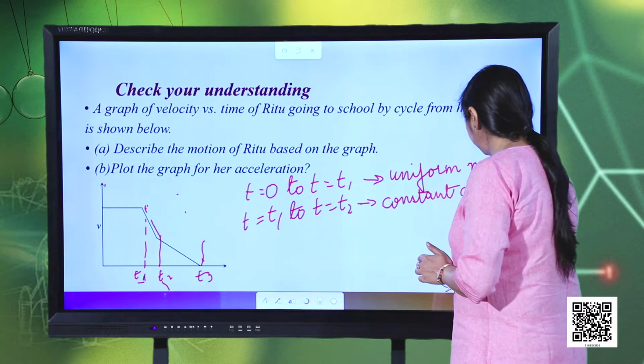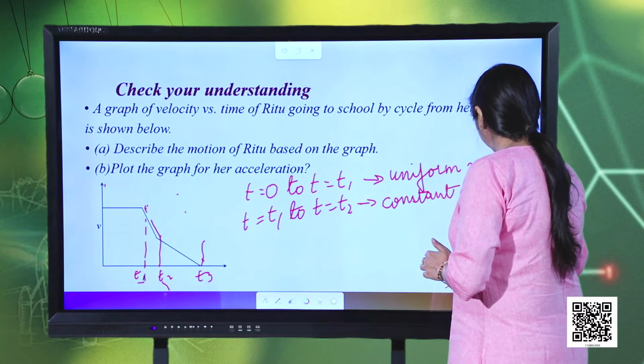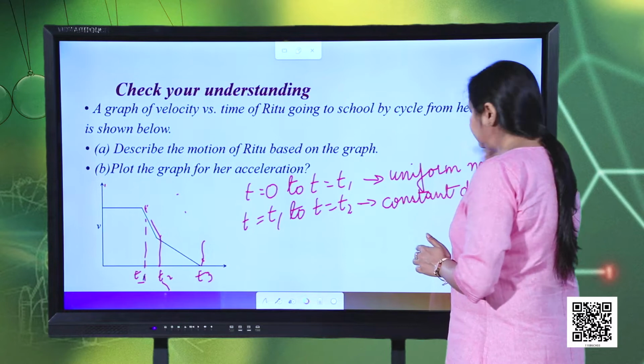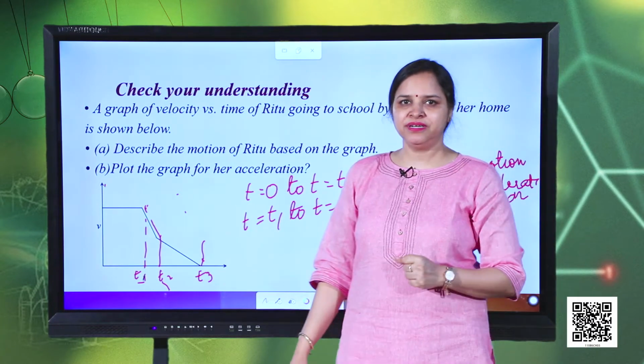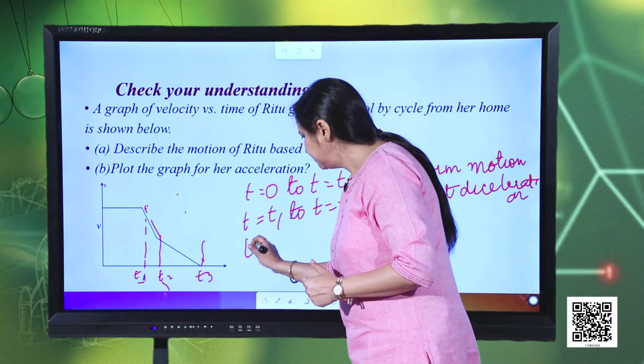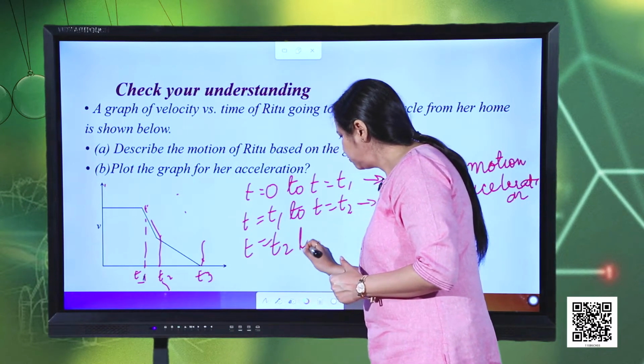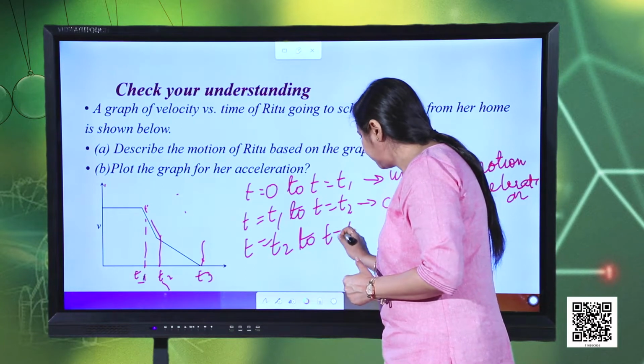Constant deceleration during the time interval of t1 to t2. Now, let us talk about the third time interval of t2 to t3.